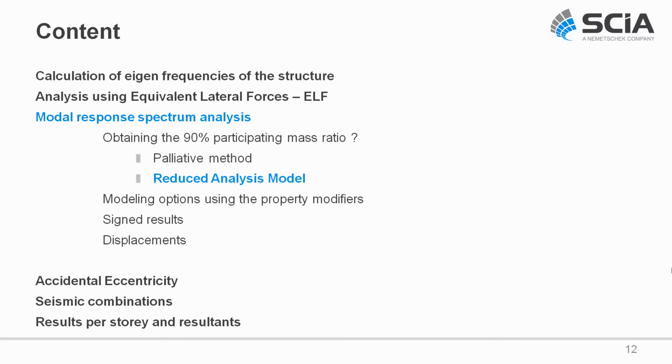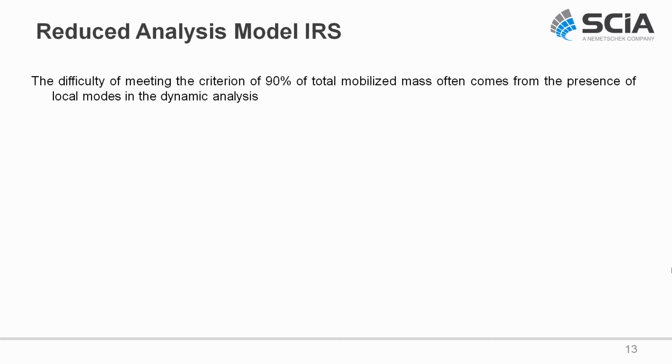Okay, the second tool to obtain the 90% participating mass is the use of the reduced model analysis, or IRS. The current tendency in finite element structural analysis is using the full 3D modelization of the considered structure. SCIA Engineer obeys that rule as structures, including buildings, are usually modelized in 3D using beam and shell elements. Once a detailed 3D modelization is ready for static analysis of a structure, it's natural to use it also for dynamic analysis, and more specifically for seismic design.